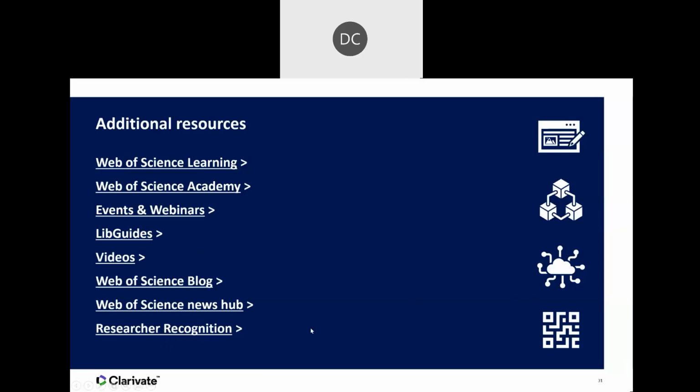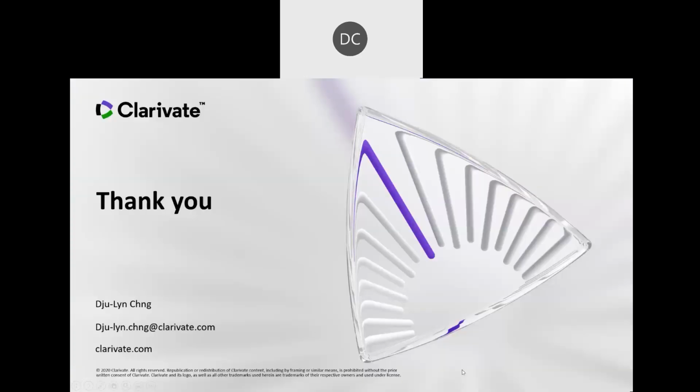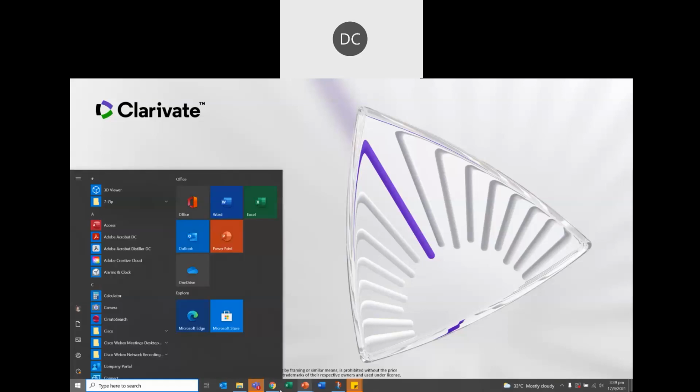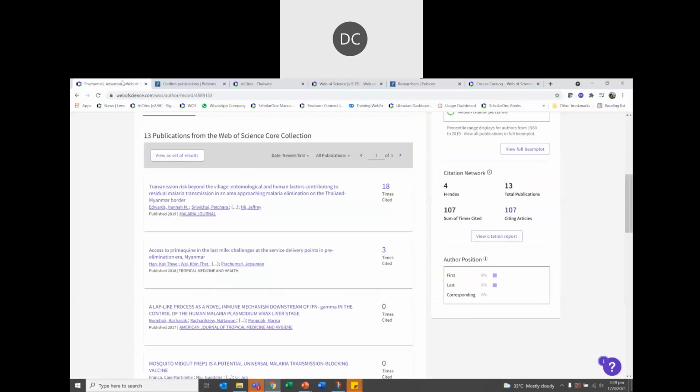Now we have some time for questions. I'm going to take in more questions now for the next 5 to 10 minutes. There's one question that came in. In the case of Dr. Jetsumon, when we analyze an institution, which profile will be included? All the profiles will be included under the institution. I believe what you're asking is, if you're taking the total of Mahidol, right?